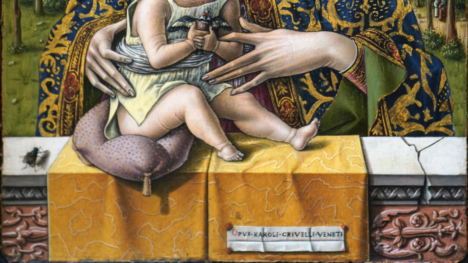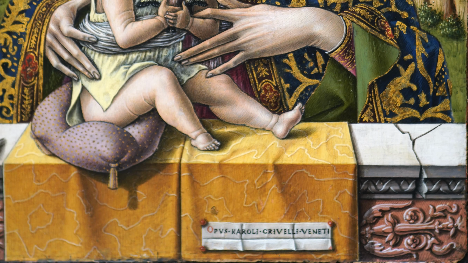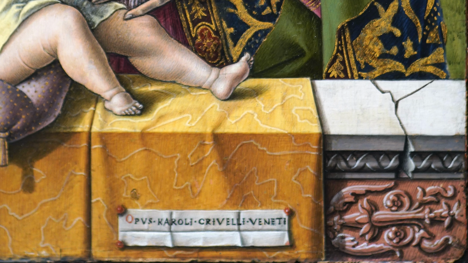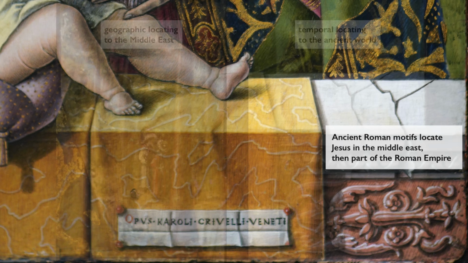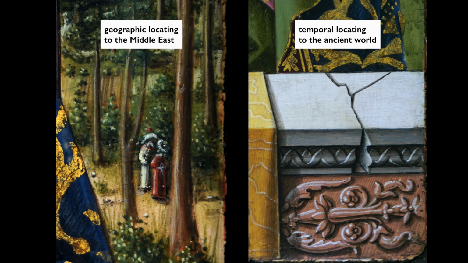The artist uses another device to speak of antiquity, and we see that in the ledge that the Christ child sits on. We can just make out that there's some relief carving on our side of that ledge, and that's mimicking ancient Roman motifs. So we have a geographic locating to the Middle East, and we have a temporal locating to the ancient world, although those symbols are separate.